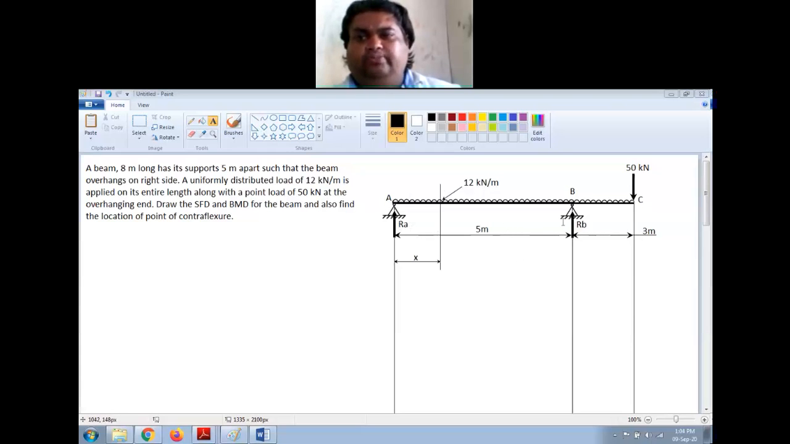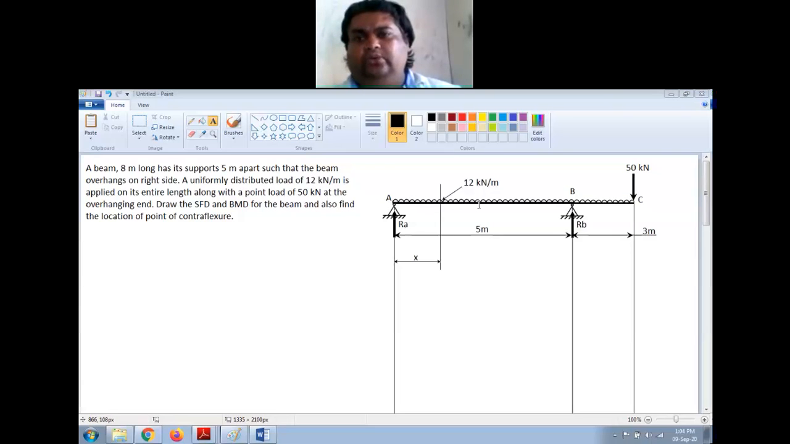So I have two supports. Beam ABC is the entire beam, complete beam, and I have two supports which are 5-meter apart. The 8-meter long beam has its supports 5-meter apart such that the beam overhangs on the right side. So on the right side of the beam it is overhanging like this, and on the entire length of the beam I have a UDL of 12 kilonewton.